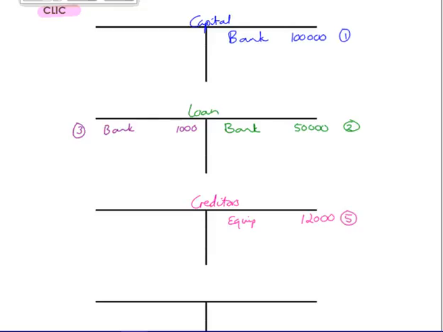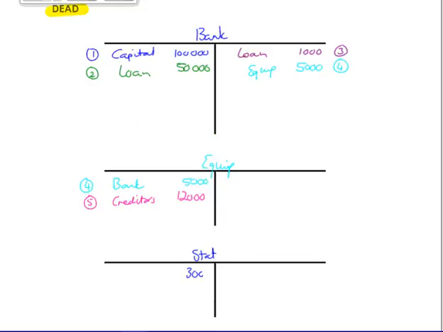Make it 3,000 Rand. And in creditors, I'll say stationery. Can you see in my creditors account? I can see I bought equipment on credit. I bought stationery on credit. So for every credit, I need a debit. So in stationery, I will debit the stationery. And in stationery, I'll write creditors. You got the idea?